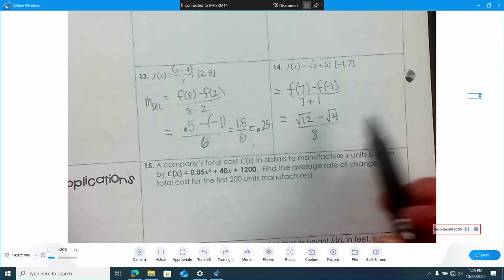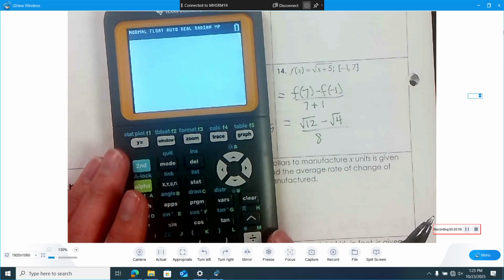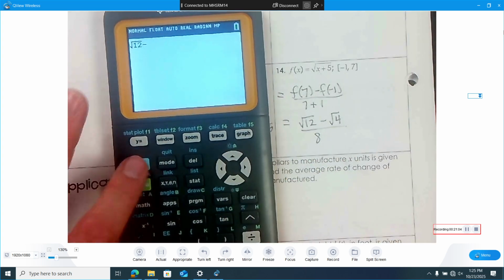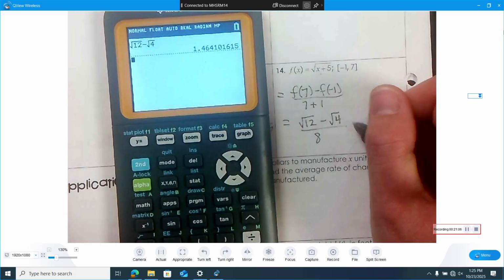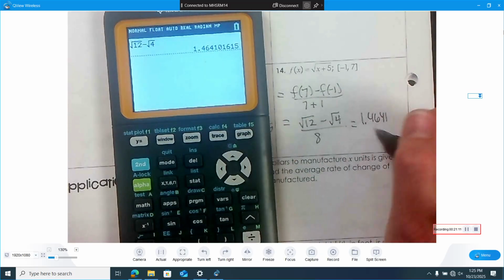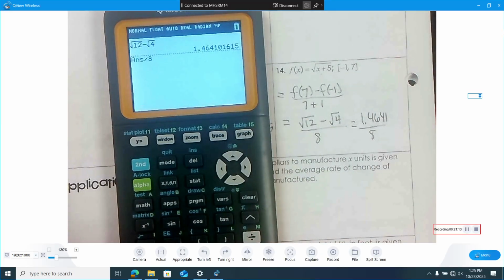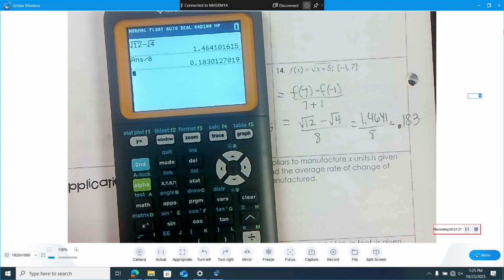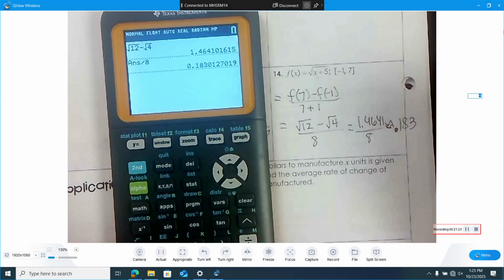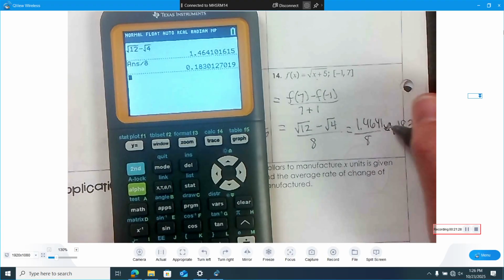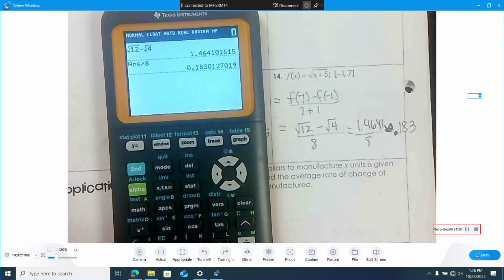All right, this is a lovely exact answer, but we can approximate it. Radical 12 minus radical 4, which is just 2, 1.4641 and so on, over 8, which is 0.183, approximately. Yeah? 0.18, squiggles, is that what you said? Squiggles, approximately, yeah. Little squiggles, okay.